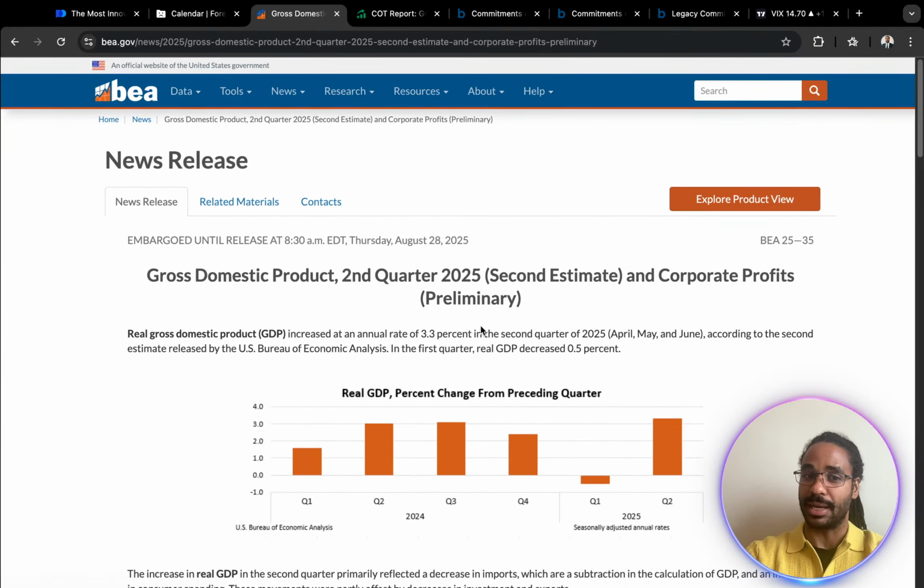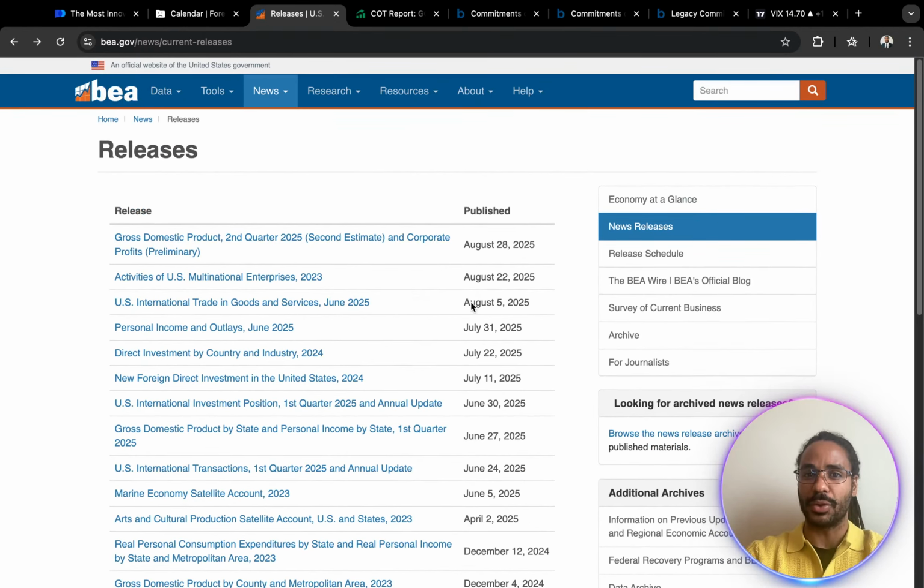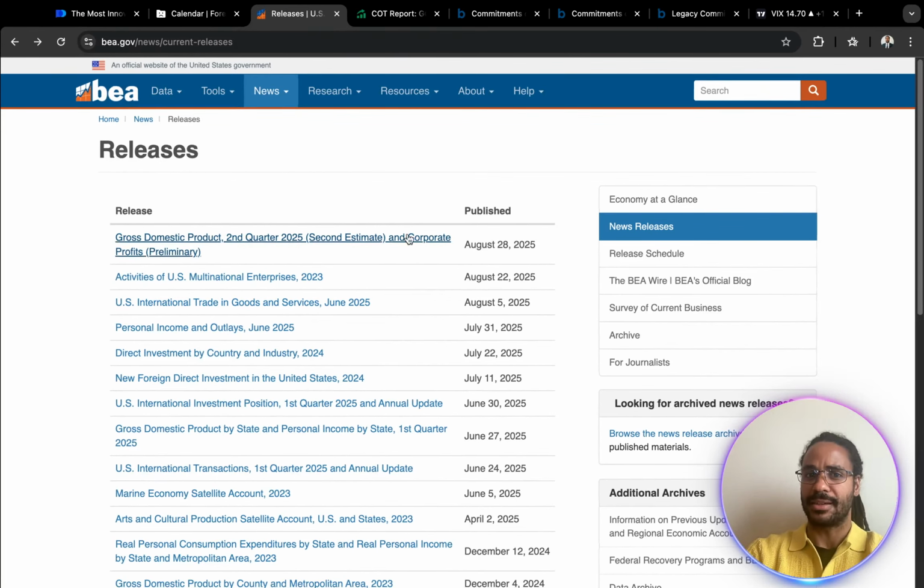Now, a pro tip for you all is if the core month to month misses, but the year to year is sticky, then it is very important to note that the algorithms may fade the fast move. And here's how it works. From this website here, the official website of the United States government Bureau of Economic Analysis, it publishes this analysis.